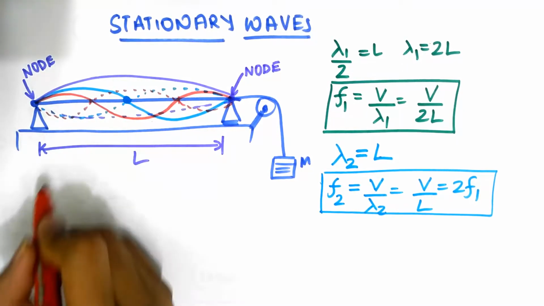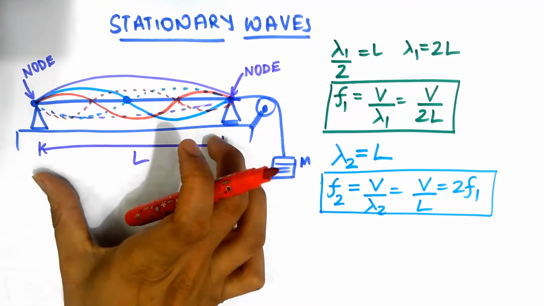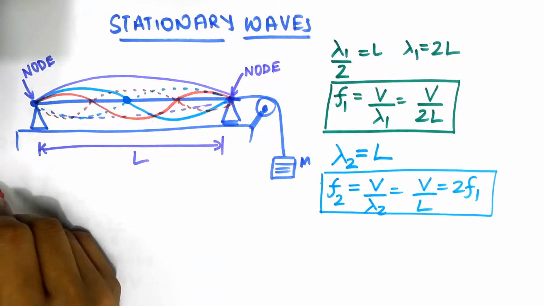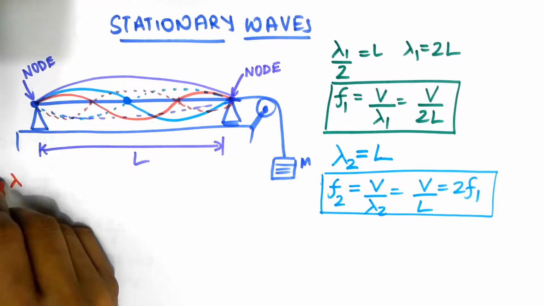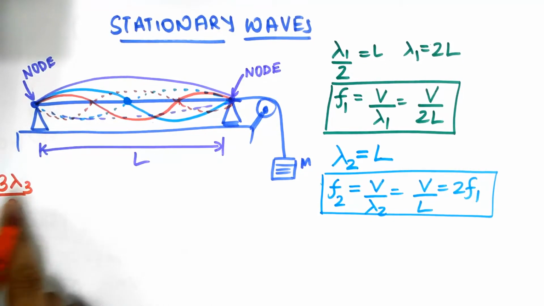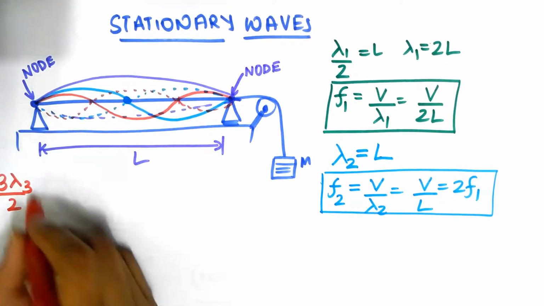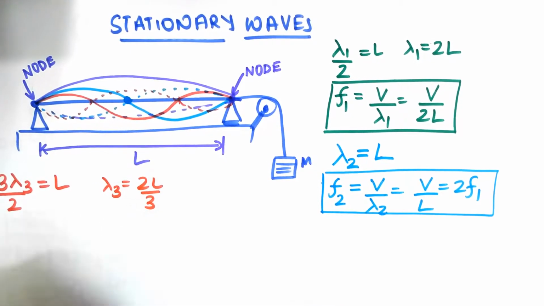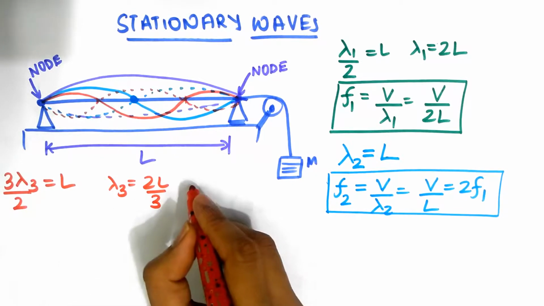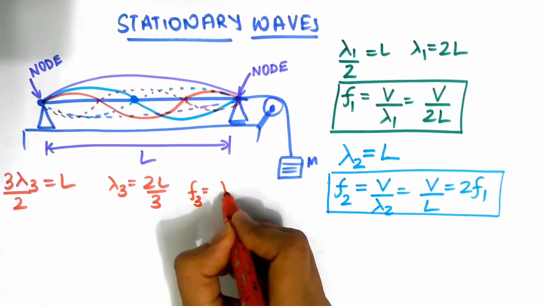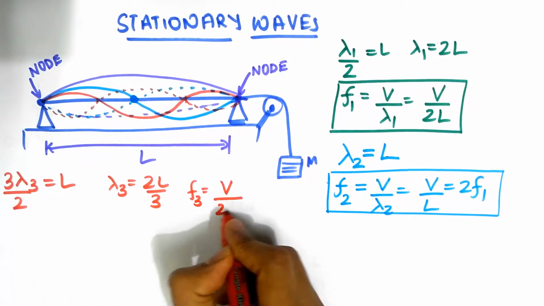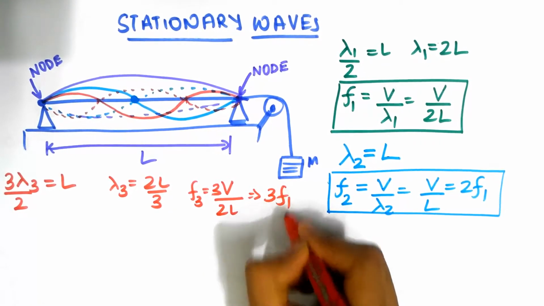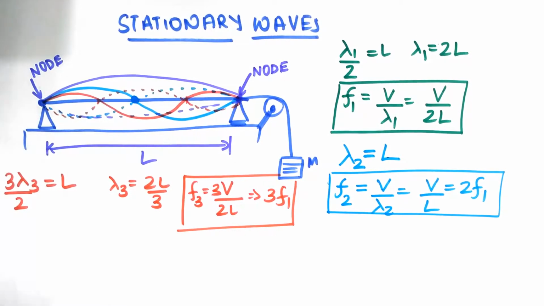So if you look for this guy, you'll notice that the entire length L is more than a wavelength. In fact, it's 1 wavelength plus another half a wavelength. So in this case, you have 3 by 2 lambda 3. That's the wavelength of this guy. So 1.5 wavelength equals L. So lambda 3 is 2L divided by 3, shorter value. Okay. So the new frequency F3 turns out to be V divided by lambda 3, which is 3V by 2L. Notice it's 3 times this frequency. That's 3 times F1. I think this is enough.